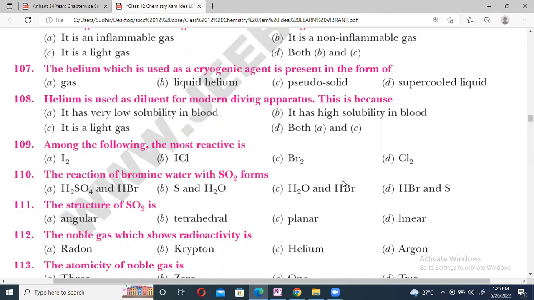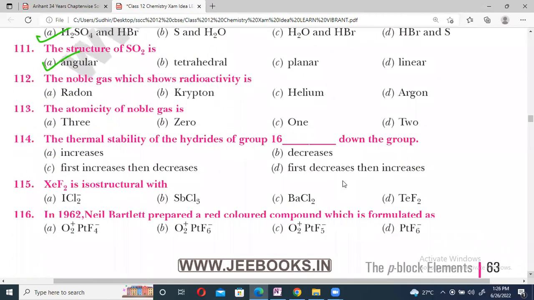The question is given. The reaction of bromine water with SO2 forms what? Bromine water with SO2 gives rise to sulfuric acid and HBr. The structure of SO2 is what? It is angular in shape. 114 also you can check. In 114, the thermal stability of the hydrides of the chalcogen group decreases down the group.